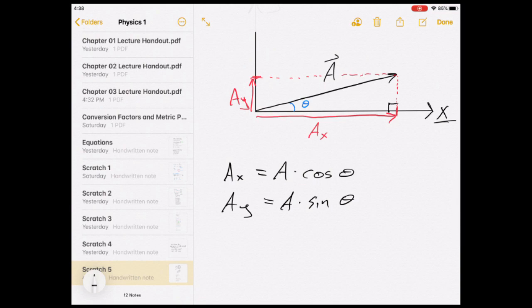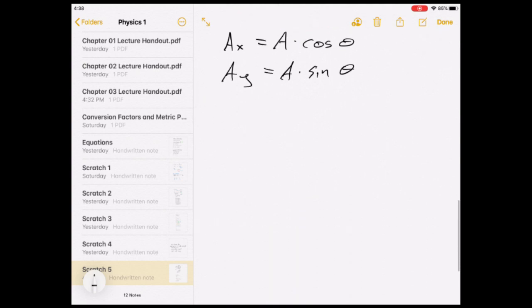As long as I'm using orthogonal axes, meaning x and y directions are perpendicular to each other, ax and ay will always be perpendicular, and I can always write this. That's ax squared plus ay squared equals a squared. All right, Pythagorean theorem shows up everywhere.